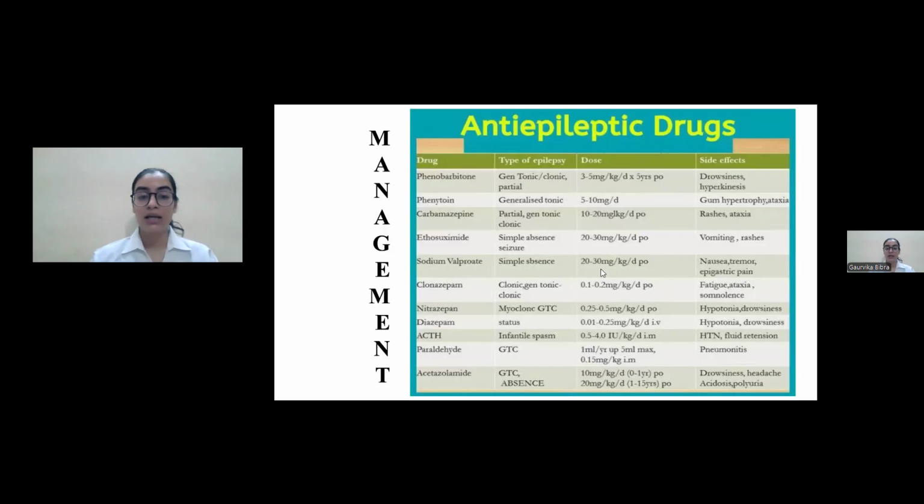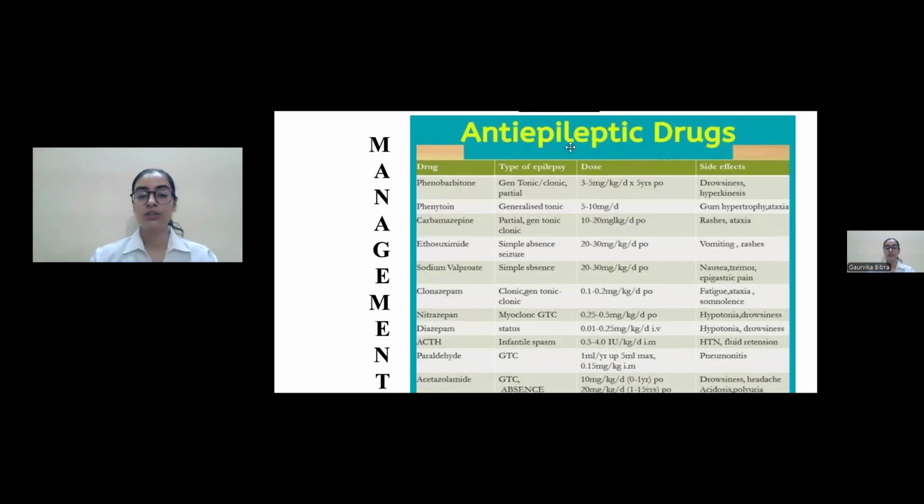Now, talking about the management, we will be giving anti-epileptic drugs to the patient, which would include phenobarbital, phenytoin, carbamazepine, sodium valproate, clonazepam, nitrazepam, diazepam, ACTH. These drugs are given for different types of epilepsies, and different doses are there for adults as well as for children. The drugs also come along with some side effects mentioned in the table.